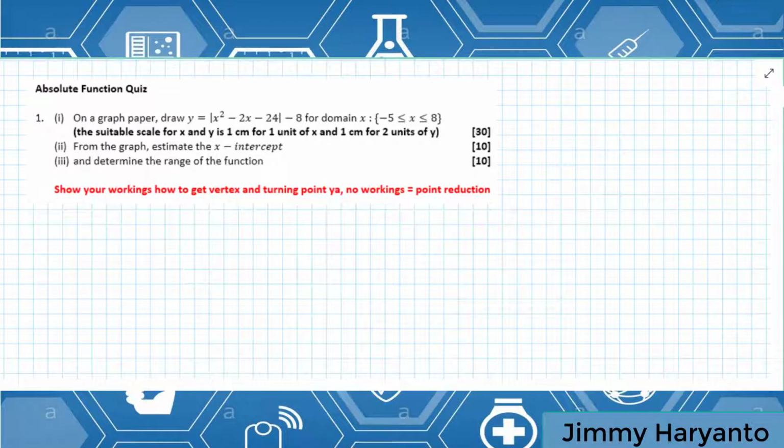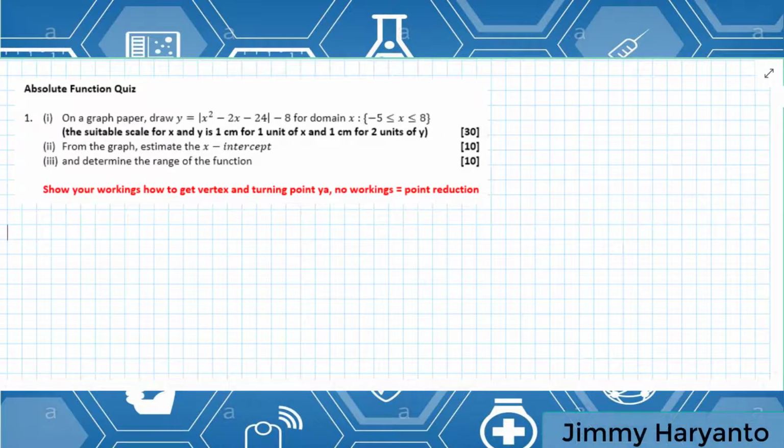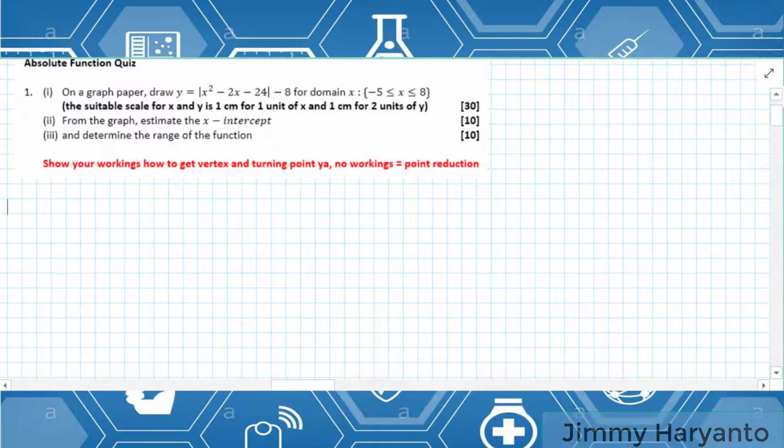Okay guys, in this video I will show you how to solve your absolute function quiz. Number 1: on a graph paper, draw y equals the absolute value of x squared minus 2x minus 24, minus 8, for domain negative 5 until 8. So the first step is you have to find the vertex.